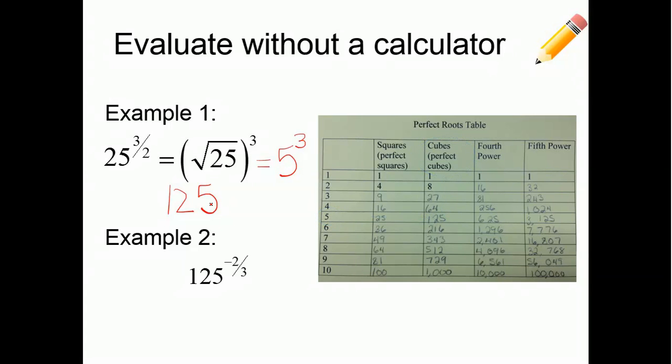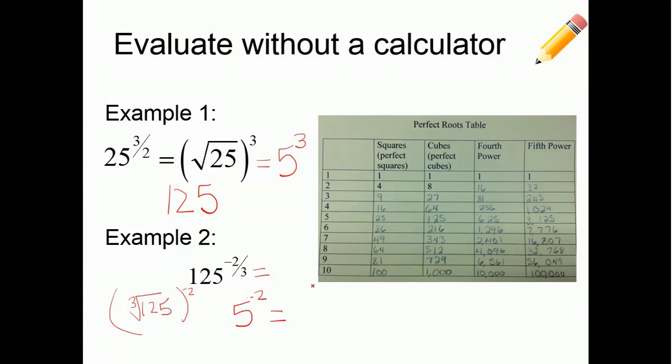Let's try 125 to the negative 2/3 power. So I'm first going to rewrite this as the cube root of 125 to the negative 2 power. Let's convert this. So cube root of 125. I'm going to start in the cube column right here. Go down until I hit 125. Whoop, there it is. Let's go to the left. Let's find out what the number is. 5. So this right here, cube root of 125, is 5. 5 to the negative 2.